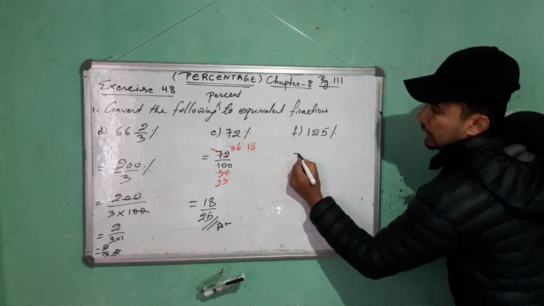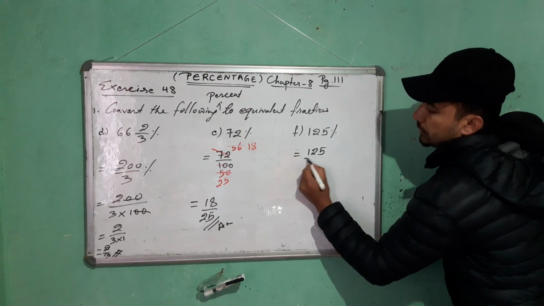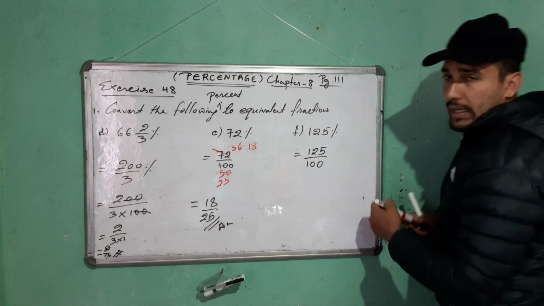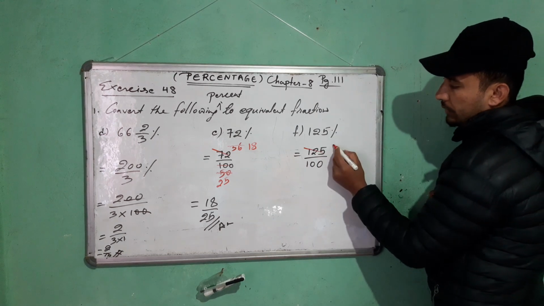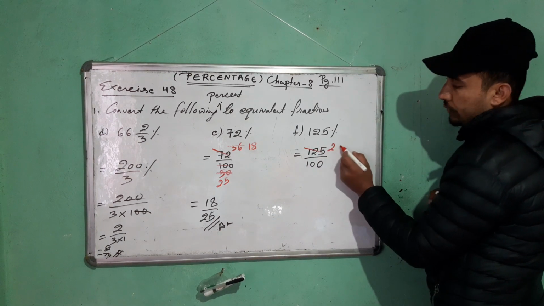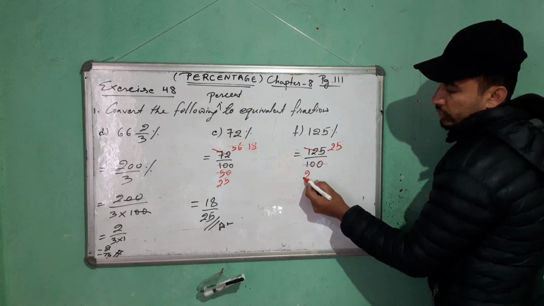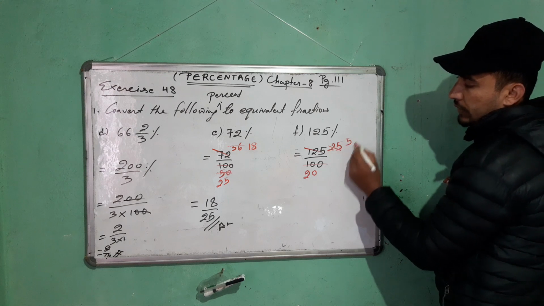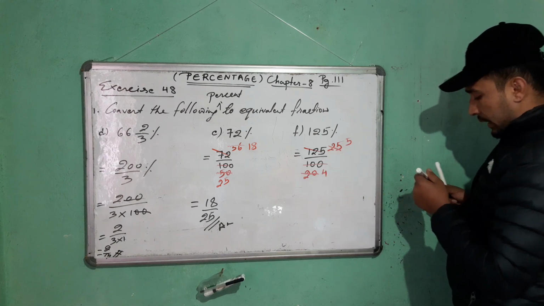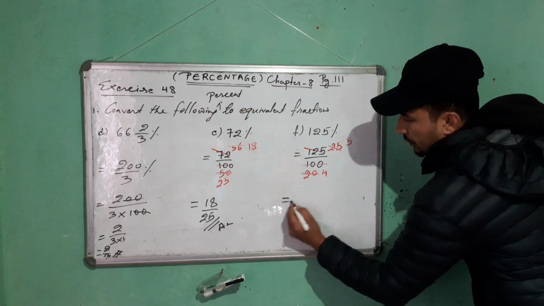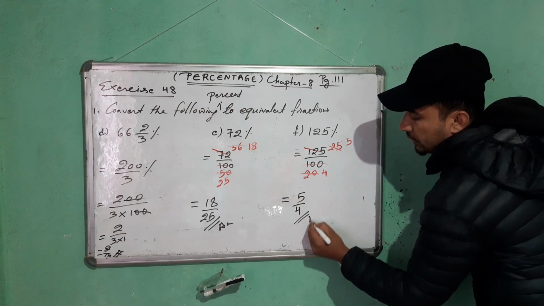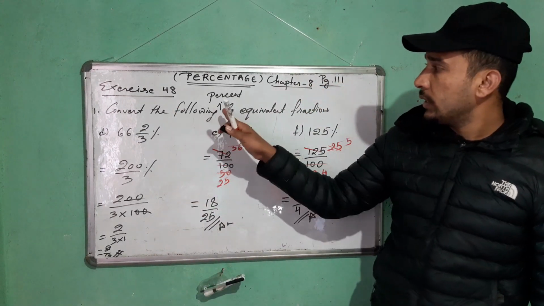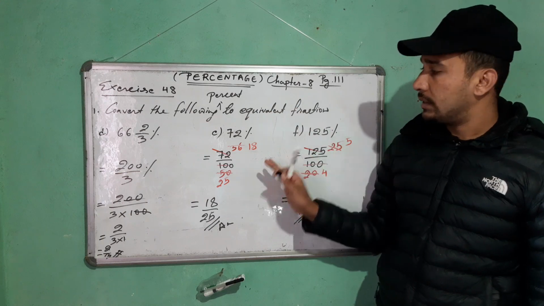This one, 125 percentage is divided by 100. Now let's cancel it. You can cancel with 25, or simply cancel with 5. I'll cancel with 5. 5 2s are 10, 5 5s are 25, 5 25s are 125. Again I'll cancel with 5. 5 5s are 25, 5 4s are 20. So your answer is 5 upon 4. So question number 1, conversion from percentage to equivalent fractions, is over.